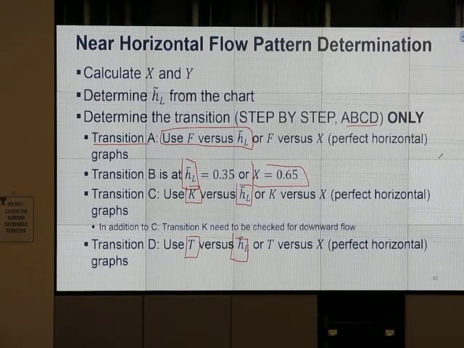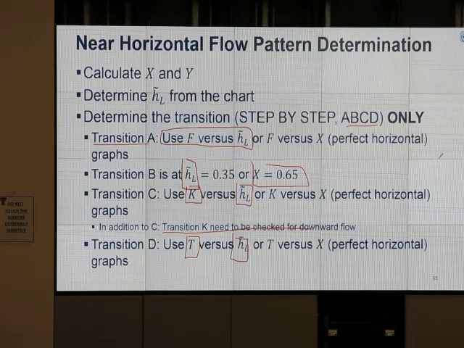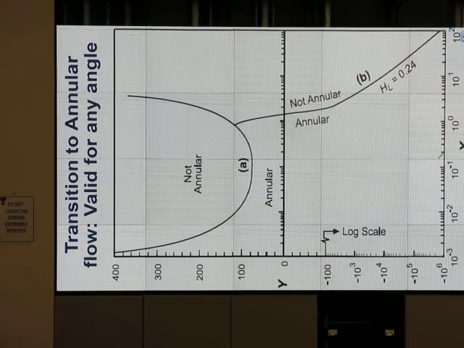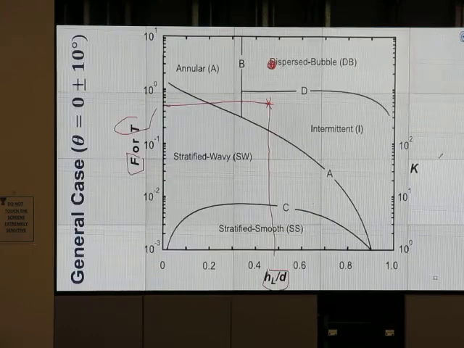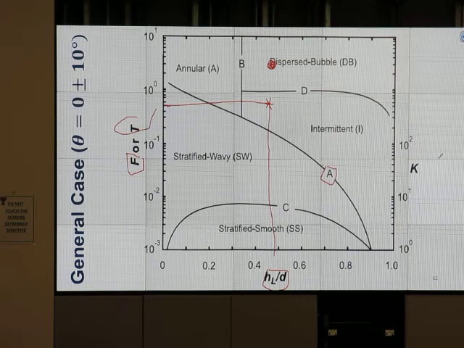So the last one, I think they call it transition K, needs to be checked for downward flow. Transition K is something a little bit more in depth, so we just neglect it for now. Basically for downward flow, we can have stratified wavy too. The mechanism to make stratified wavy is more than the mechanism we use in transition C.